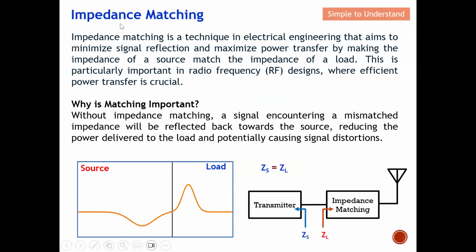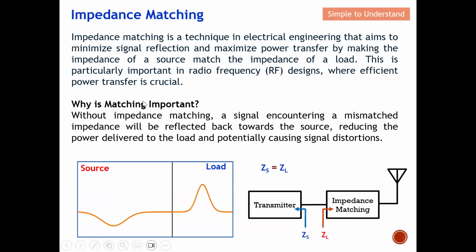Next is impedance matching, which I have described, but I just want to quickly describe this again. Impedance matching is a technique in electrical engineering that aims to minimize signal reflection and maximize power transfer by making the impedance of a source match the impedance of a load, which I have explained earlier. So the key idea is that when we put in impedance matching, we want to match the two impedances, and because of this we have maximum power transfer. This is very important in RF design where efficient power transfer is critical.